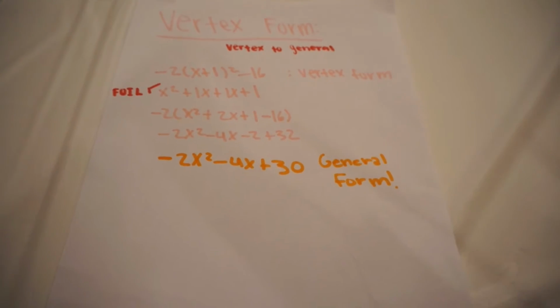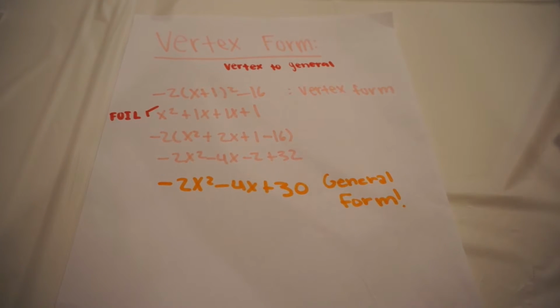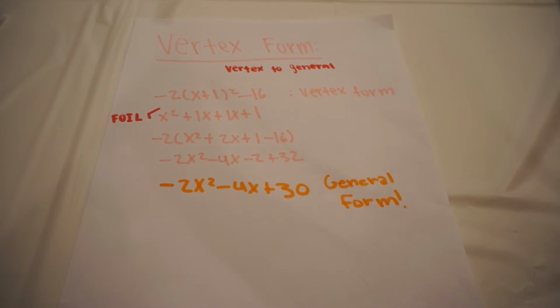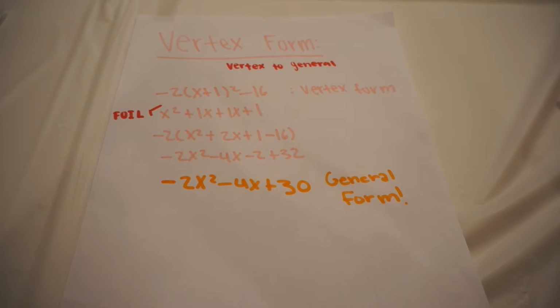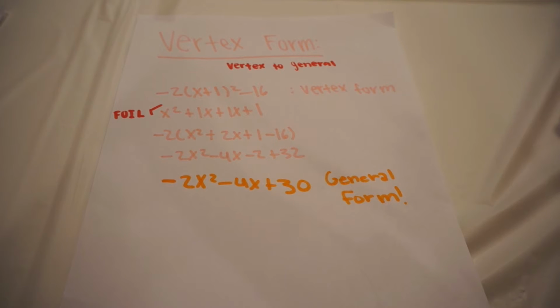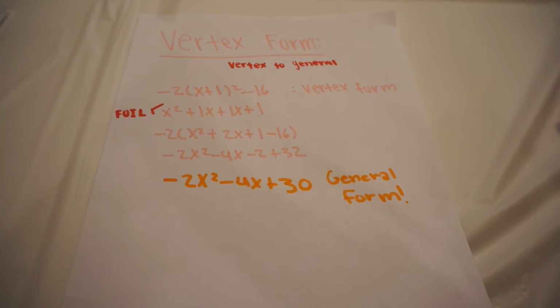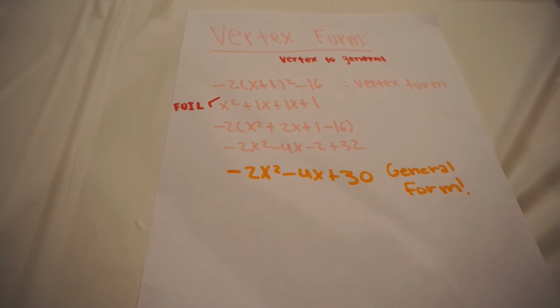Now if you want to reverse it again and go from vertex form to general form, again, first you have to start out with your original equation, which is the vertex form equation, negative 2 times x plus 1 squared minus 16. Then you FOIL it and you get x squared plus 1x plus 1x plus 1. And now you have to bring the negative 2 back in, so it's negative 2 times x squared plus 2x plus 1 minus 16. Then you combine like terms and actually factor in the negative 2, so it's negative 2x squared minus 4x minus 2 plus 32. And then you have to combine these two here, so it's negative 2x squared minus 4x plus 30, and that's your general form equation.